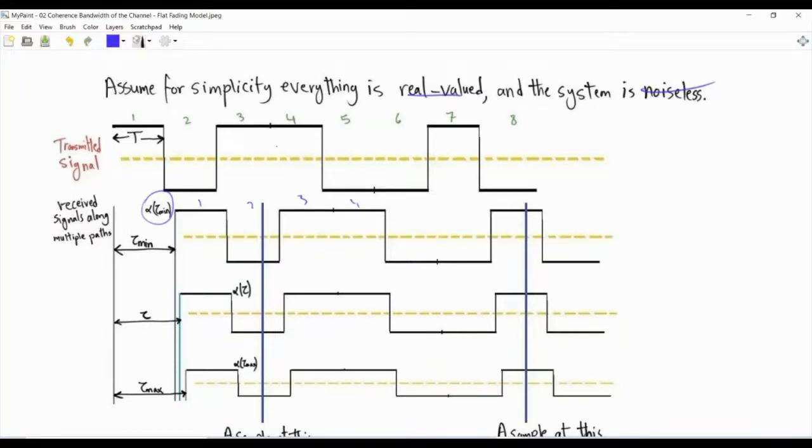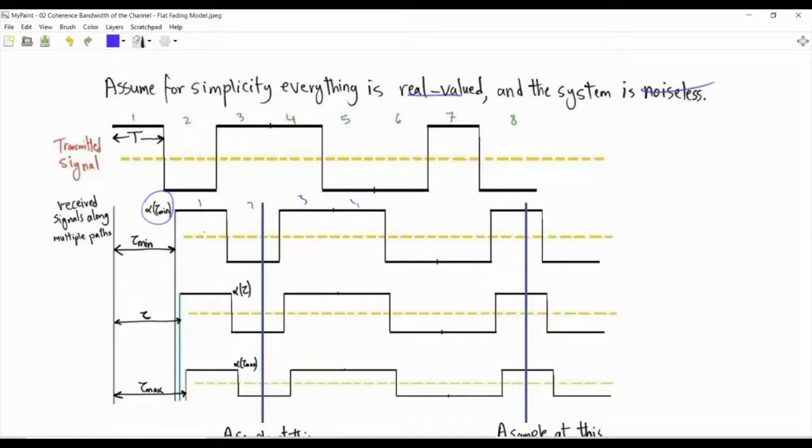How they are related to the transmitted signal: they come with a certain amplitude, and they are delayed in time by tau min, which is the time needed to go from the transmitter to the receiver. The propagation speed is a huge number for electromagnetic waves, but still it is finite, and so there will always be some delay between the received signal and the transmitted signal.